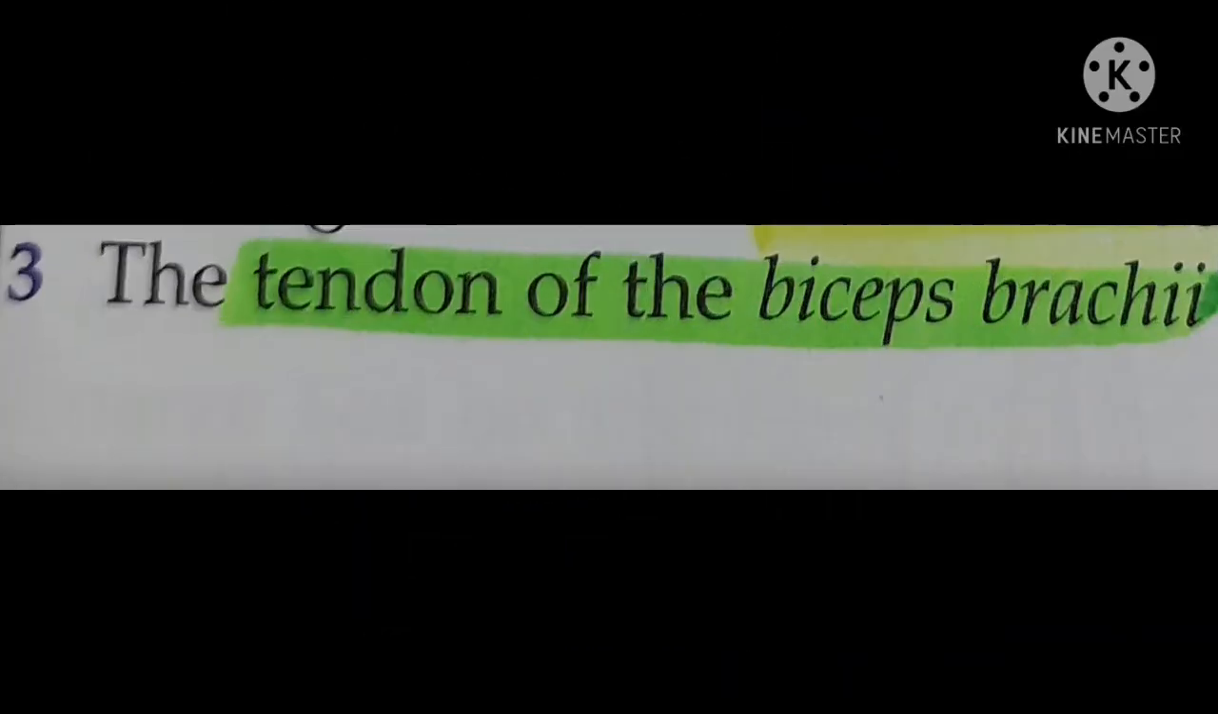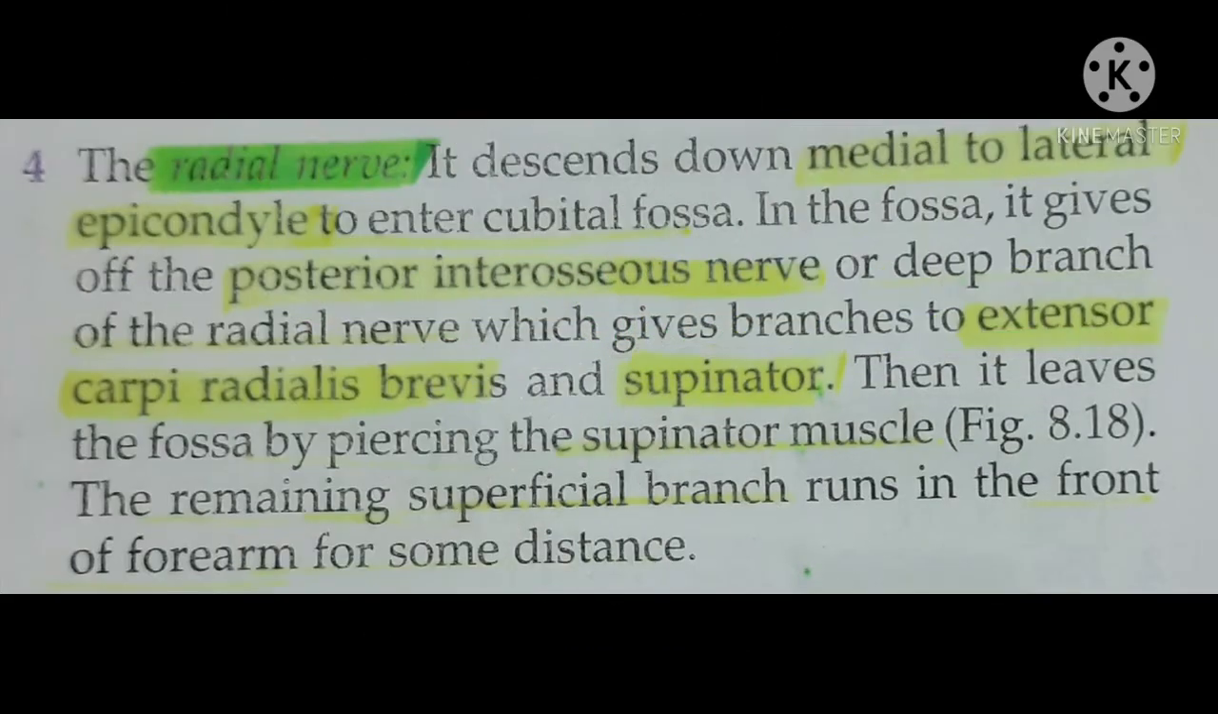Third, the tendon of the biceps brachii. Fourth, the radial nerve. It descends down medial to the lateral epicondyle into the cubital fossa. In the fossa, it gives off the posterior interosseous nerve, or deep branch of the radial nerve, which gives branches to extensor carpi radialis brevis and supinator. Then it leaves the fossa by piercing the supinator muscle. The remaining superficial branch runs into the front of the forearm for some distance.